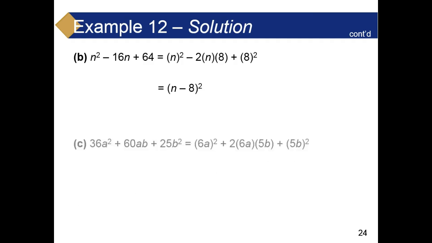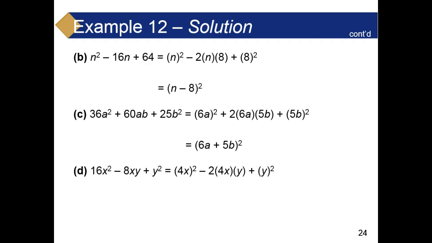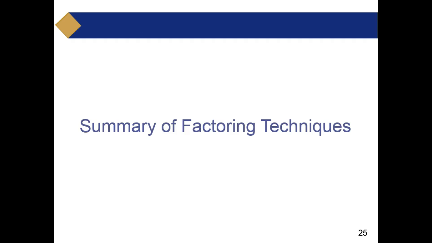Okay? The next one, big old numbers here, lots of letters and everything, and yet it works just the same way. The first one squared, twice the product of the two square roots, and the second square root squared, right, which is 6a plus 5b squared. And finally, 16x squared, that's 4x squared, minus 2 times 4x times y. That would be minus 8xy plus y squared. Super. All right, 4x minus y squared. Okay, any questions on that? Y'all ate that up really well.